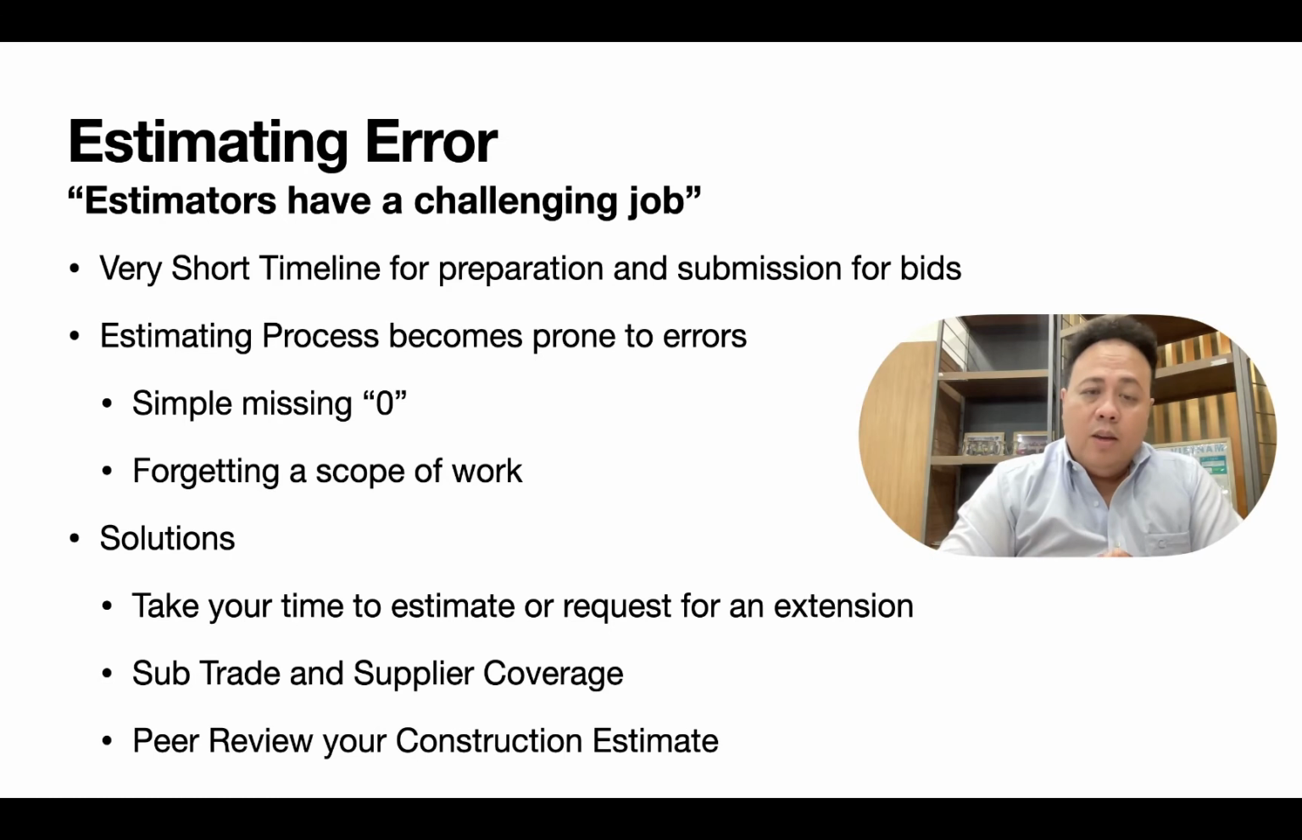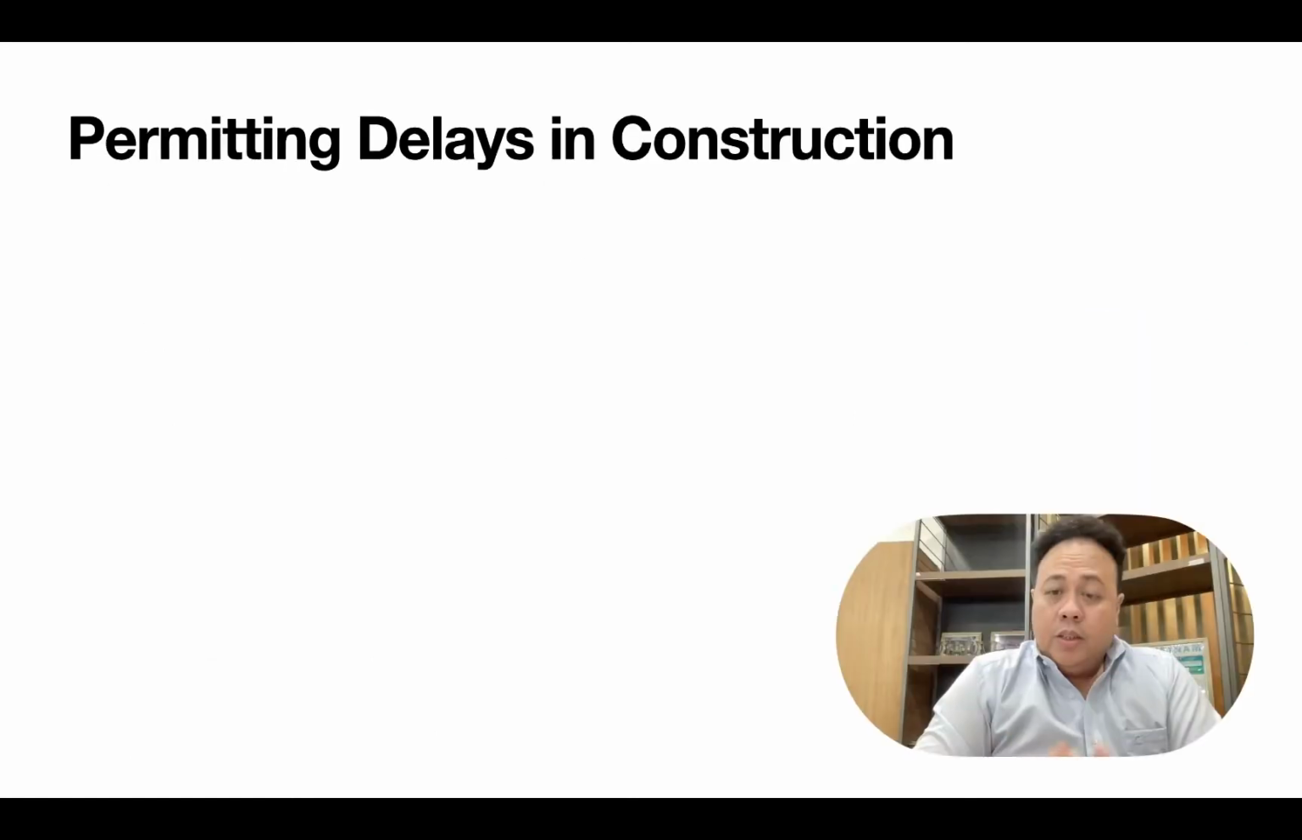And finally, once you have compiled all your costing, make sure that you create a separate team that will review your cost. It is very important to have your estimate looked at by another team, by another experienced person, and they can give advice or point out something you missed or something that is wrong in your tender estimate. So the next reason would be permitting delays in construction.